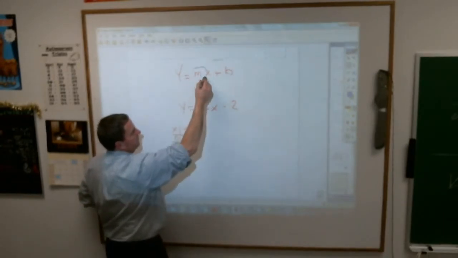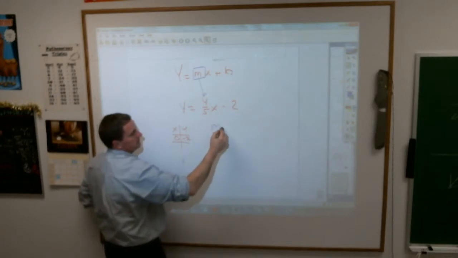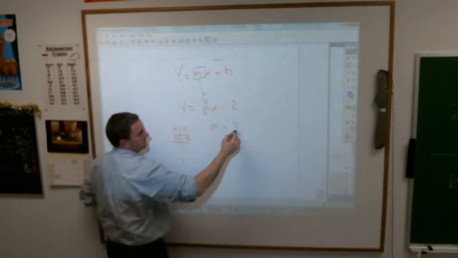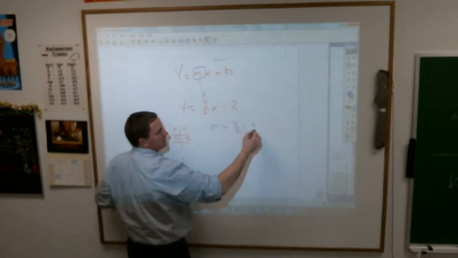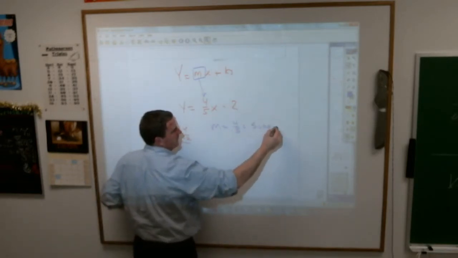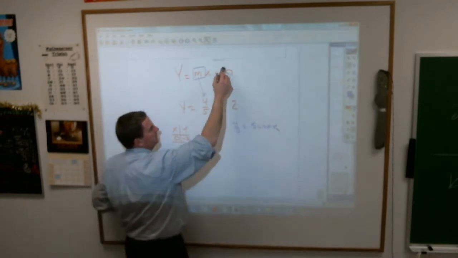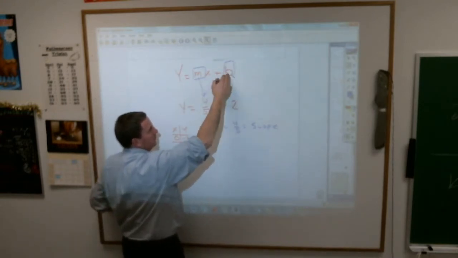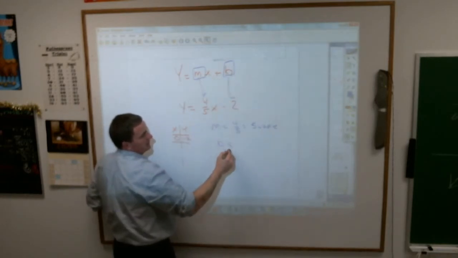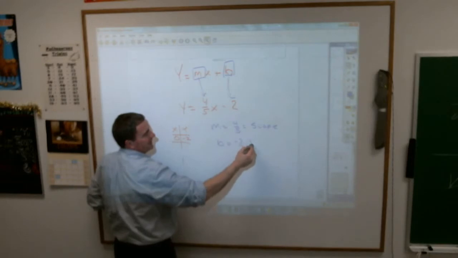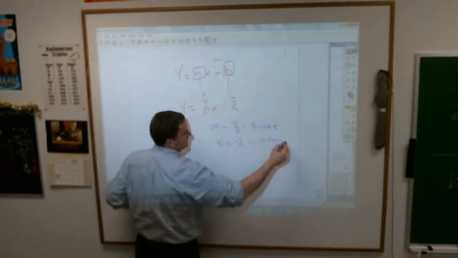The letter M is this number here. M is 4/5, because that's what comes in front of the x. And that is what we call the slope of the line. Okay. The letter B is out away from the x, it's by itself. Right there, the letter B is -2, and that is what we call the y-intercept.